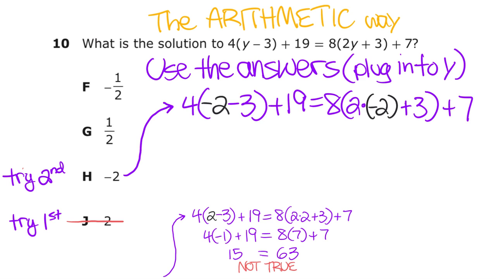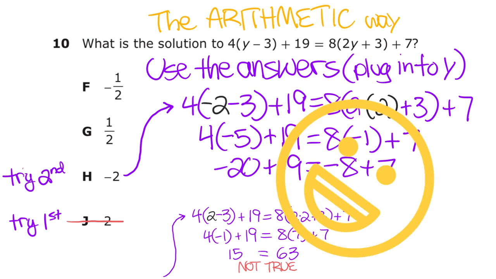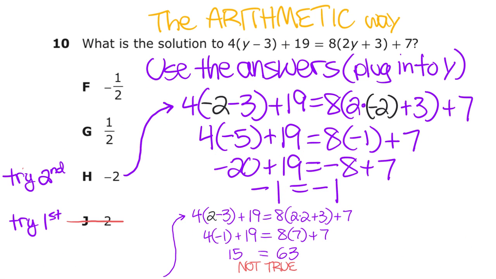The next step gives us 4 times negative 5 plus 19 on the left. In the parentheses on the right, we have a negative 4 plus 3, which is negative 1. So 8 times negative 1 plus 7. Negative 20 plus 19 equals negative 8 plus 7. Hey, negative 1 equals negative 1. That's a true statement. That means that H is the answer. Negative 2 works for y.